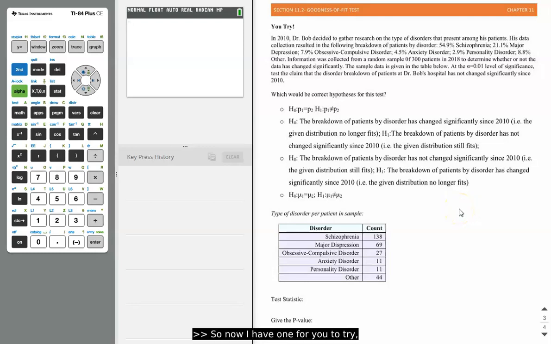So now I have one for you to try. If you want, you can pause this, try to go through some of these different parts of the question and see how you do, or you can just follow along with me as I go through.